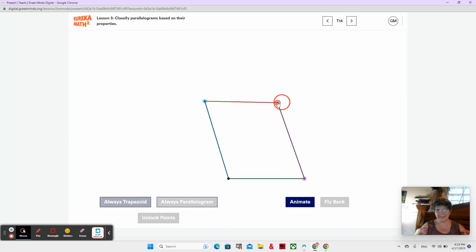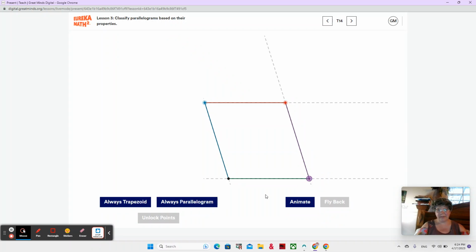Okay, let's make opposite sides parallel. Not always trapezoid. We want always parallelogram. Yeah, it doesn't seem to. Maybe they're not quite parallel. There we go. Okay, always parallelogram.